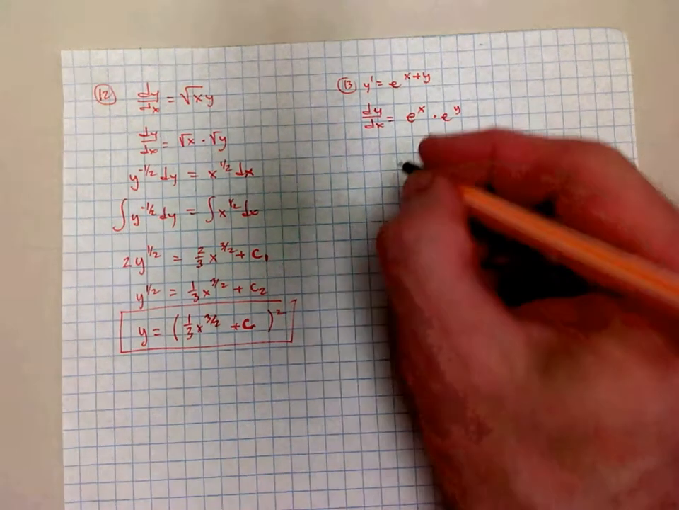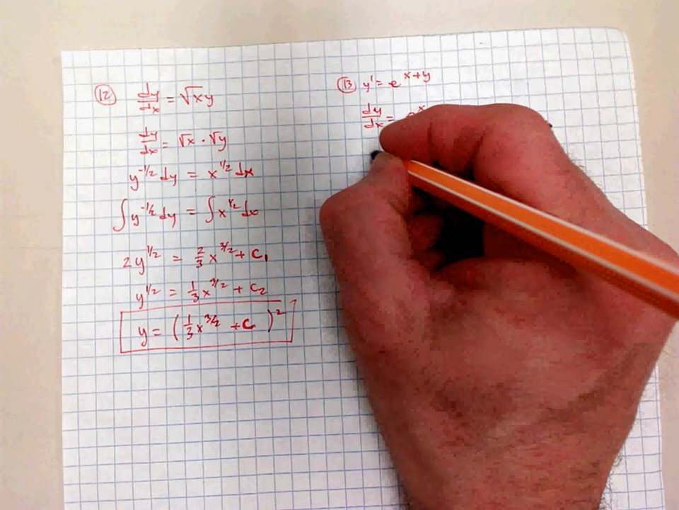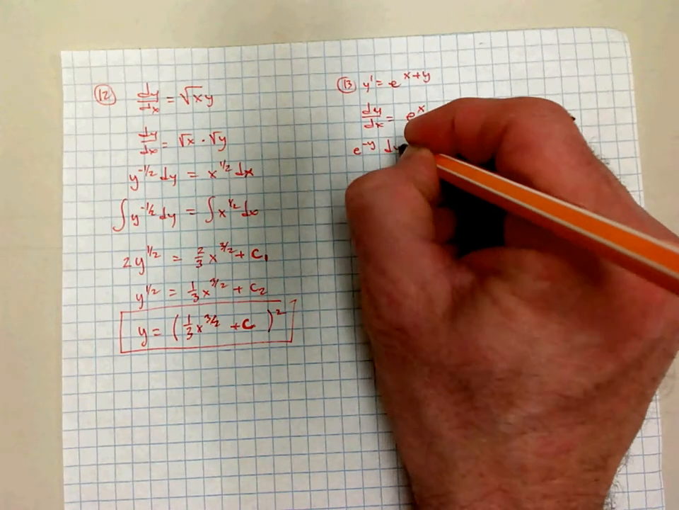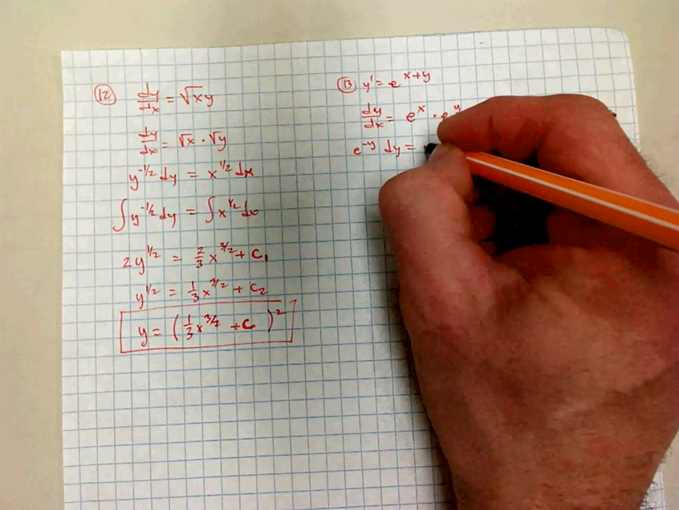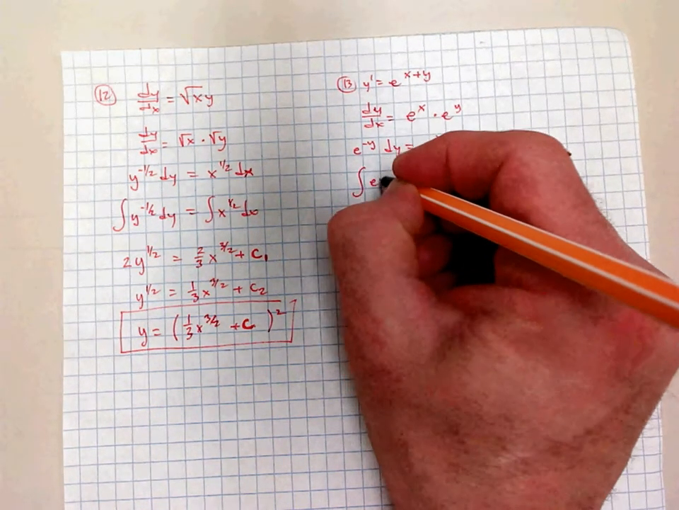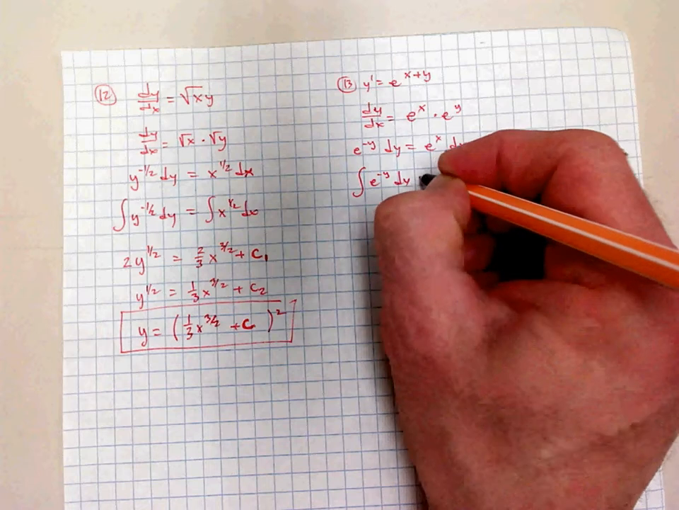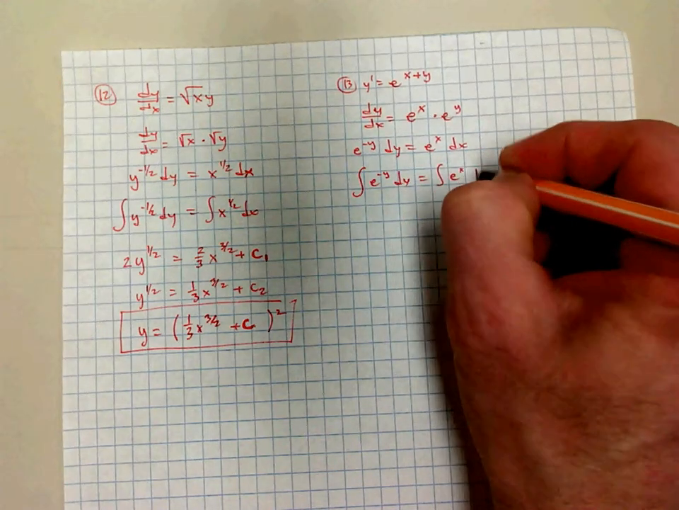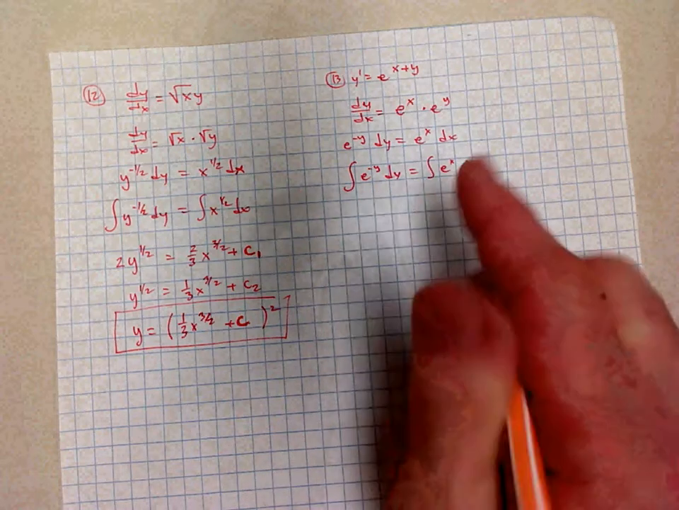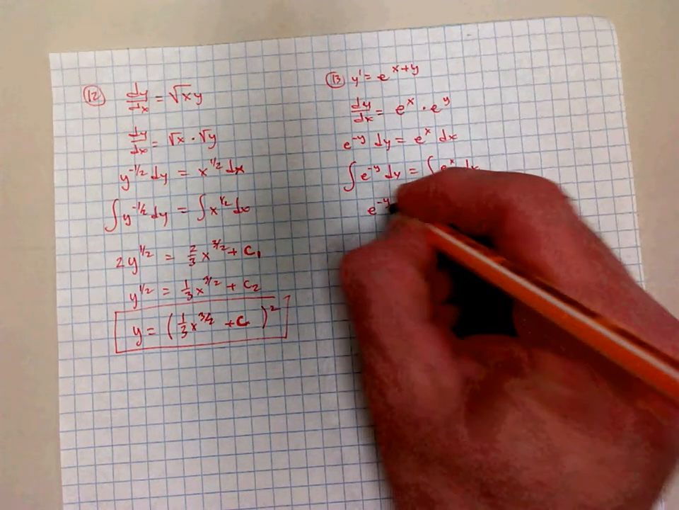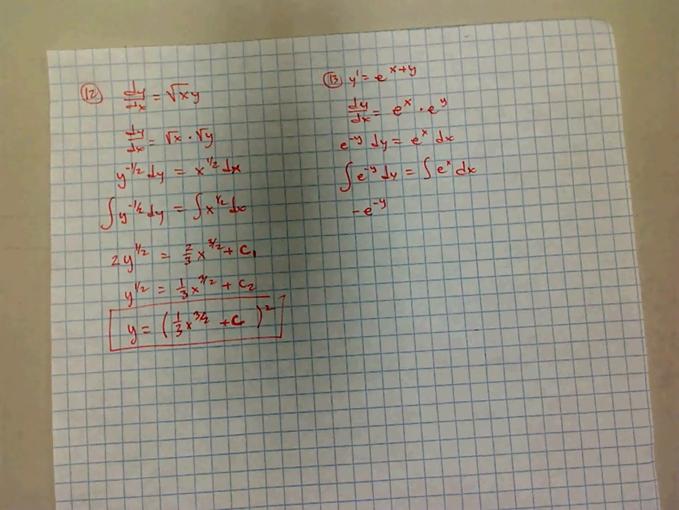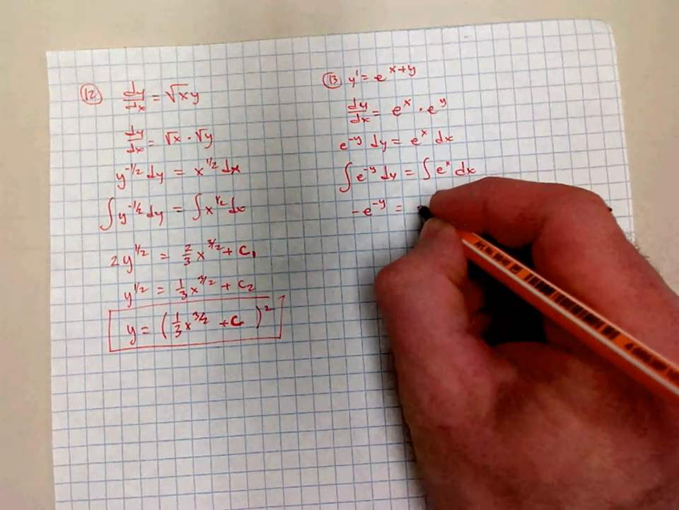Dividing and multiplying would give us e to the negative y dy equals e to the x dx. Let's go ahead and integrate both sides here to solve for y. We're trying to get y by itself here. Okay. This one will be e to the negative y. Of course, we have to change the sign of that. e to the x, just plain old e to the x, plus her buddy c1.